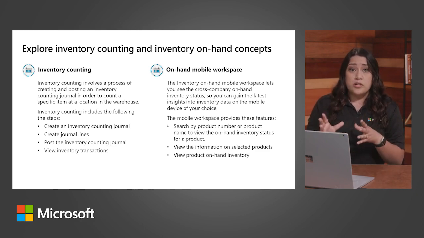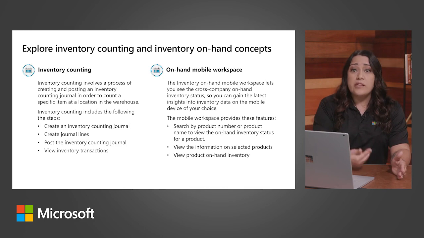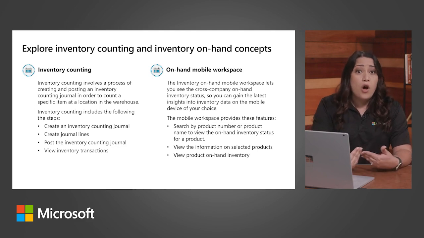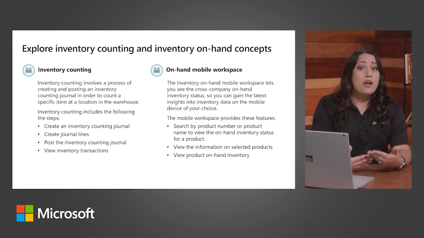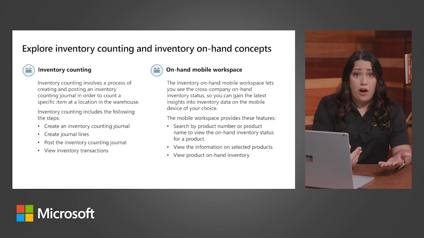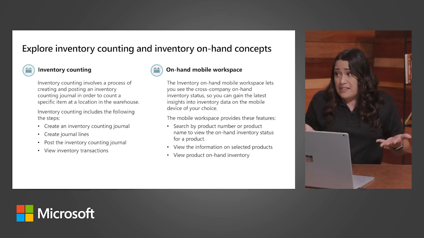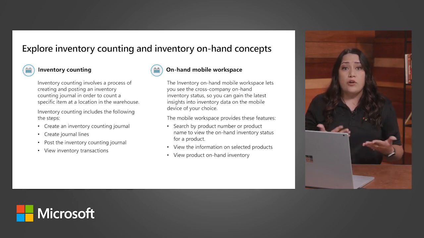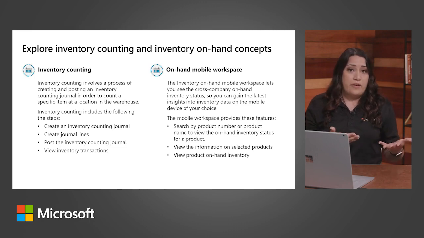So the mobile workspace for on-hand inventory is going to provide you with an instant view of the on-hand status across all of your different facilities. And you can also see current material reservations and any unreserved on-hand inventory that you have. If you wanted, you can enter the item numbers and look up that on-hand inventory, and you can do searches for all of your on-hand products or product variants.